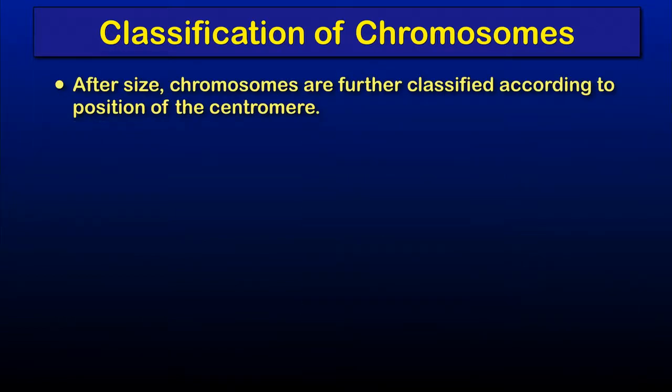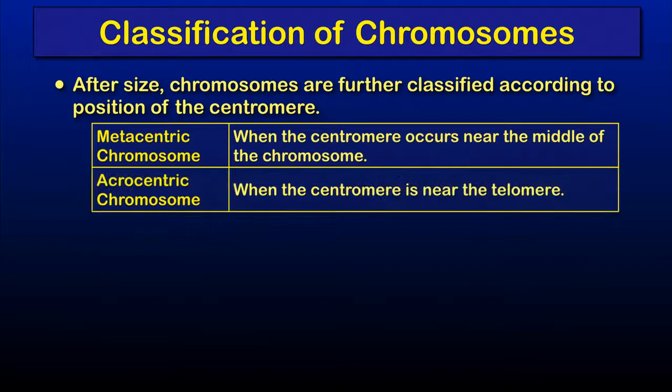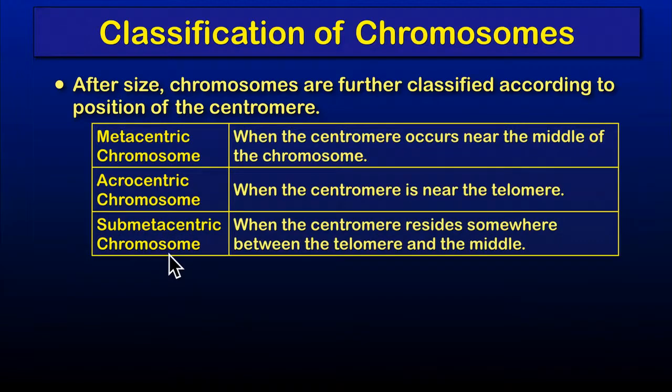After size, they are classified according to the location of the centromere. And we can basically categorize 3 types of chromosomes. First one is metacentric. Metacentric chromosomes are basically divided into 2 equal parts by the centromere, so it occurs near the middle of the chromosome. Then there are acrocentric chromosomes, where the centromere is very close to the telomere on one of the 2 arms. And then there are submetacentric chromosomes, which split the difference between these 2. It's not at the midline, but it's not super close to the telomere.